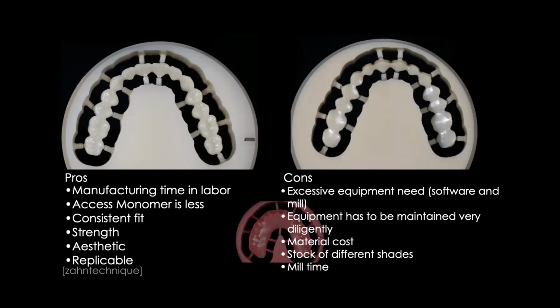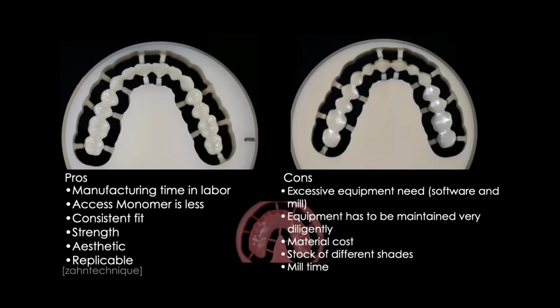On the con side, we need excessive equipment. What I mean with that is we need a whole digital suite for that. We need the software, we need the mill. The mill has to be a 5-axis mill, otherwise it doesn't make sense. And it should be water cooled as well, so we have a whole water coolant system in the mill. The equipment has to be maintained very diligently. If you don't maintain it, your mill will break down.